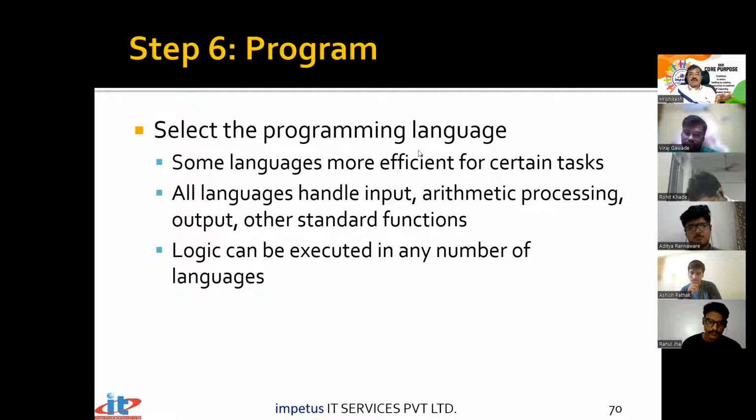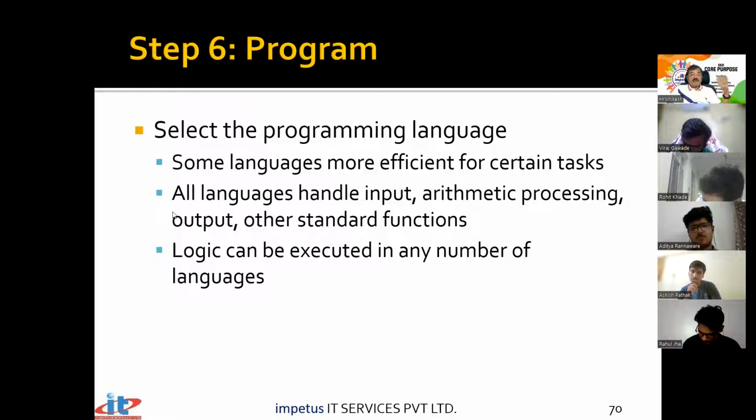So, selecting the programming language: some languages are more efficient for certain tasks. Like I said, Lisp is better than maybe Java for AI programming. All languages handle input, arithmetic processing, output, and other standard functions. Logic can be executed in any number of languages. But although I could write the same code in Python, C++ and Java, in each of those languages there will be a difference in performance, and in space, the memory that it takes, and so on. So some languages are more efficient for certain tasks as compared to others.